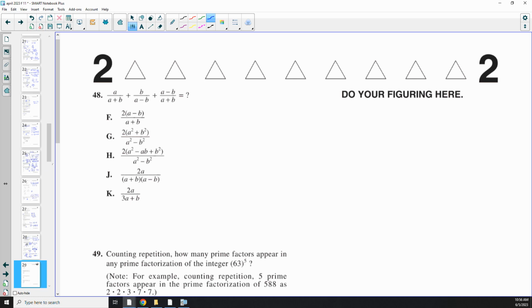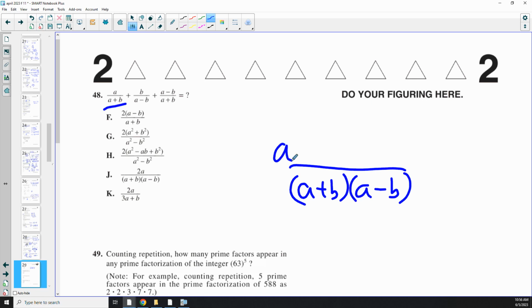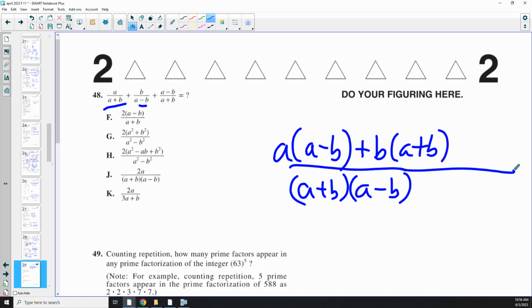What's this? The common denominator of the fraction. Wish I could do killer cross, but it has to be a plus b, a minus b. Now what do I multiply this one by? A minus b. What do I multiply this one by? A plus b. And the last one I don't multiply by anything but a minus b.